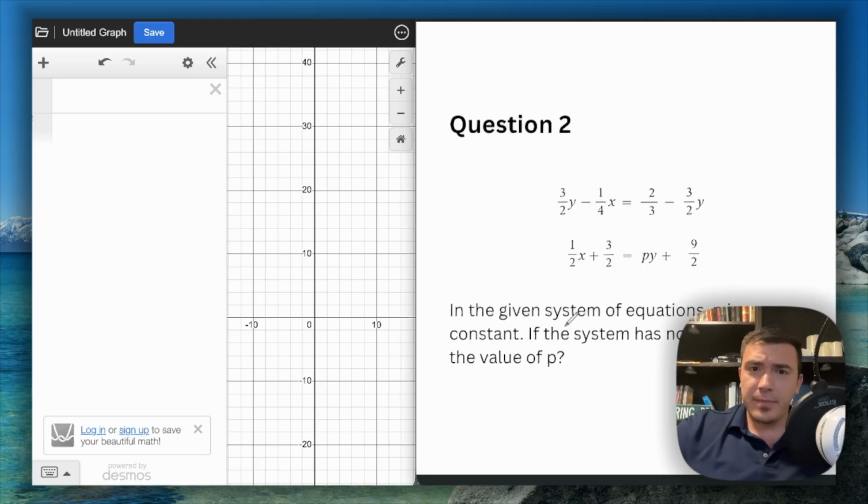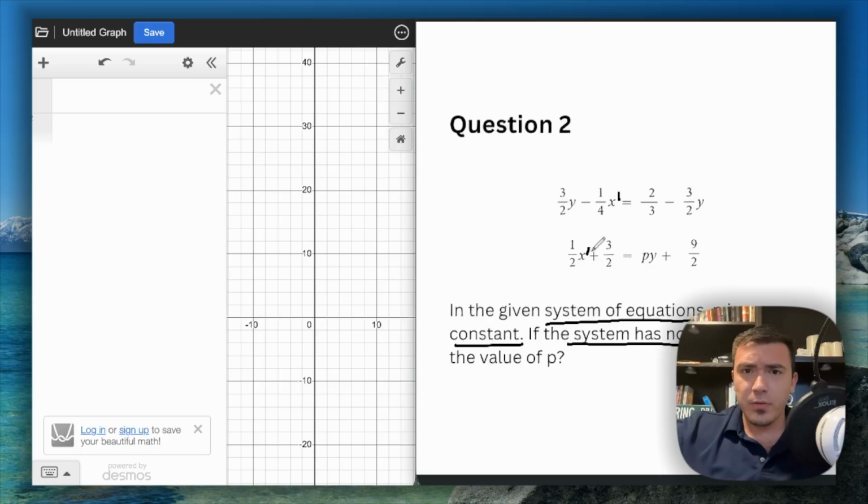So in this question, I'm given a system of equations. I'm told that P is a constant, and I'm also told that the system has no solution. So I need to find the value of P. So I want you guys to think about this. This is a degree of 1. This is a degree of 1, which tells me that both of these are linear.